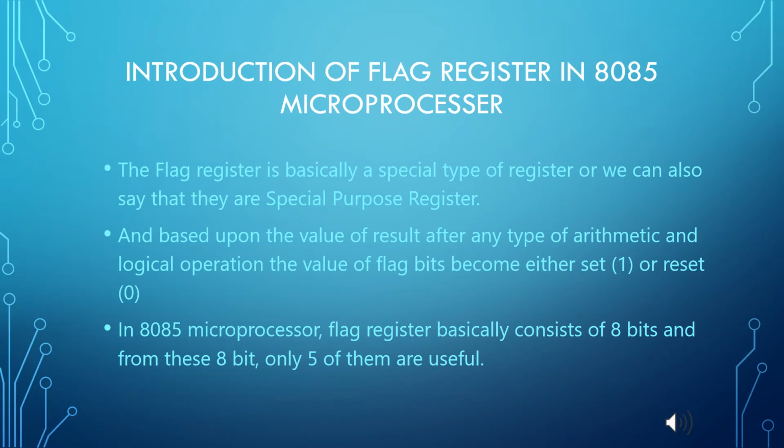The flag register is basically a special type of register, or we can also say a special purpose register, and based upon the value of the result after any type of arithmetic and logical operation, the value of the flag bits becomes either set 1 or reset 0. In the 8085 microprocessor, the flag register consists of 8 bits, and from these 8 bits only 5 of them are useful.